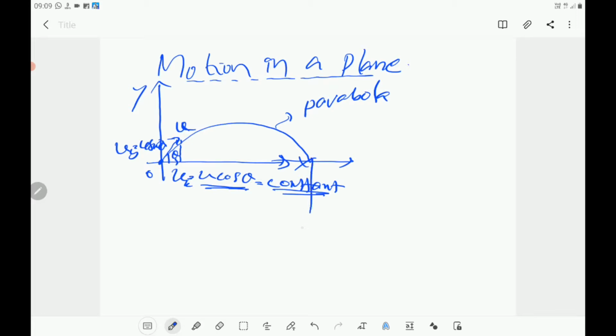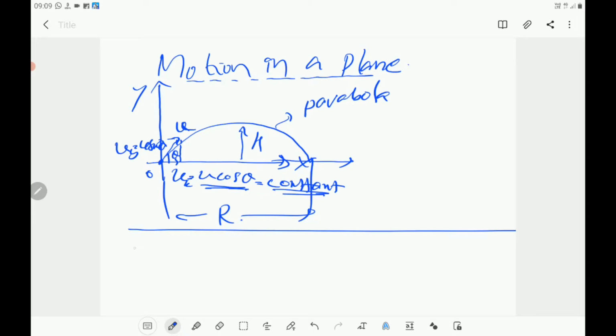Children, what is this distance? This is actually range R. And what is this? This is height h. And one more term you learned, that is time of flight. So three relations you wrote.